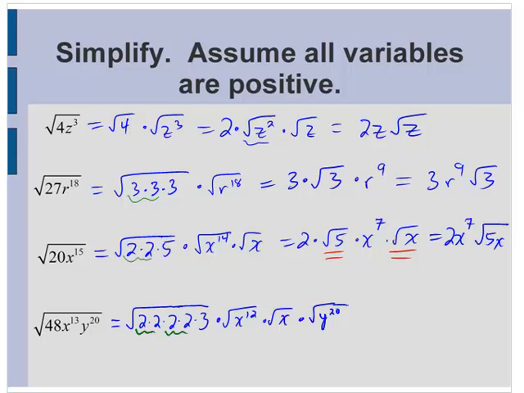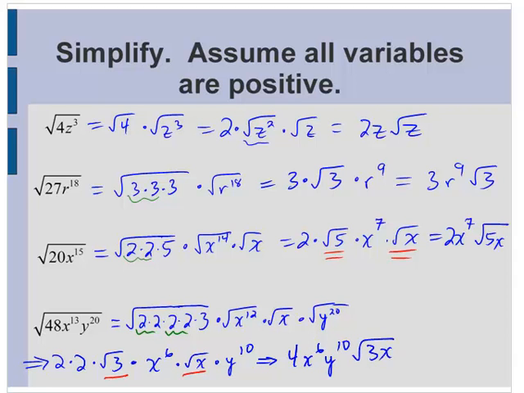So I've got 2 square factors I can take out. And let's see, that would give me then 2 times 2 times the square root of 3. The square root of x to the 12th would be x to the 6th. The square root of x I'll leave alone. And the square root of y to the 20th is y to the 10th. Putting those square roots back together as a single radical, I'd have 2 times 2, 4, x to the sixth, y to the tenth, and a square root of 3x.